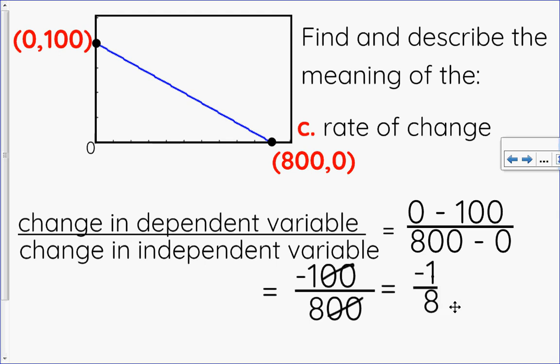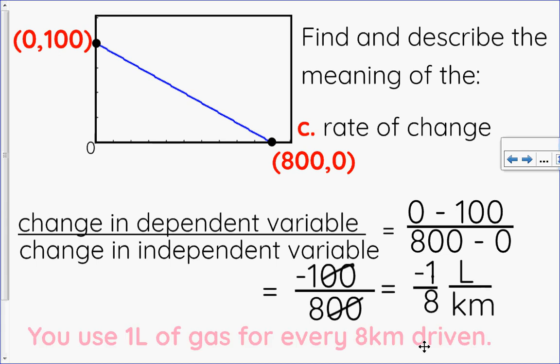Now, rate of change also needs units, and those units were liters per kilometer. So what does this rate of change tell me? It tells me that you use or lose 1 liter of gas for every 8 kilometers driven.